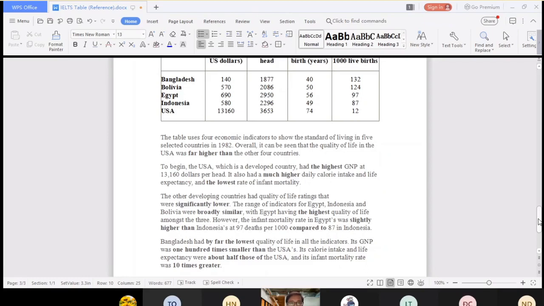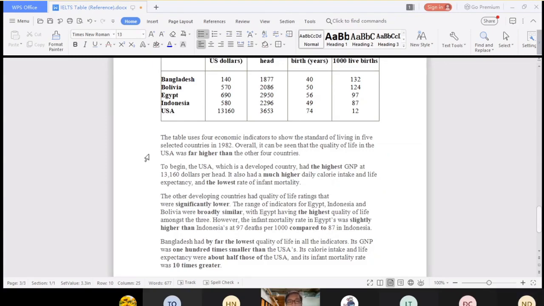What comparative structure has been used in this overview? I think we need to separate the introduction and the overview. But you can even combine the introduction with the overview, it's okay. But I want to focus on the phrase "far higher than". You see? In the overview you can make comparisons, okay? And yes, you say "far higher than", right?